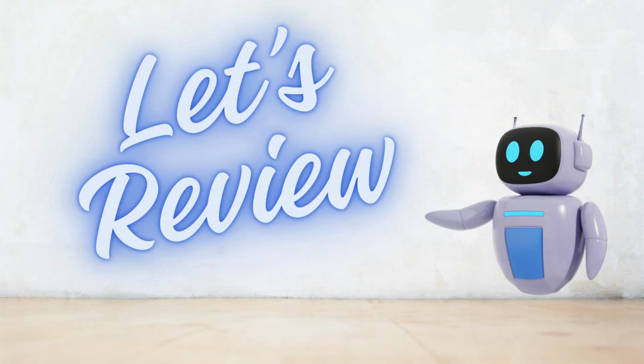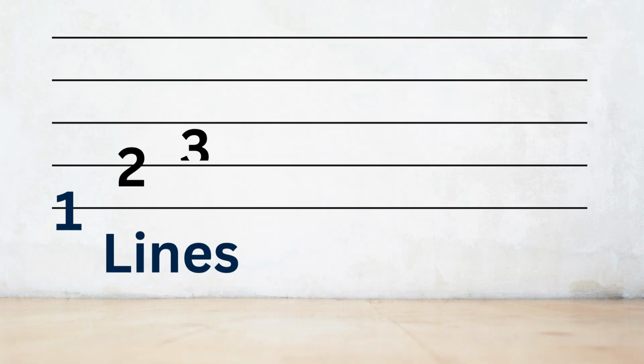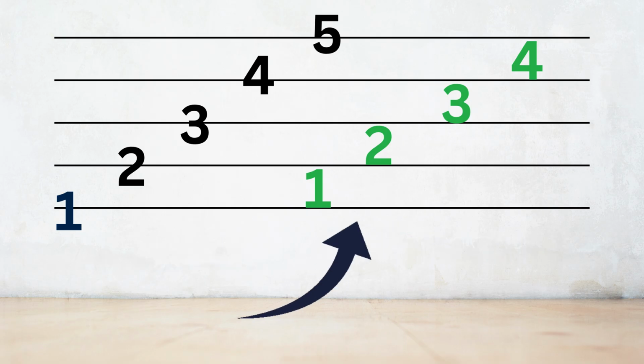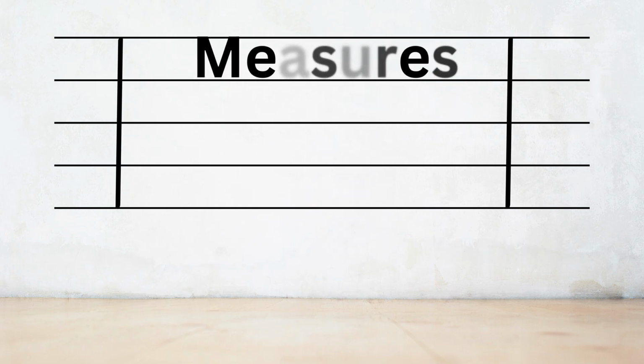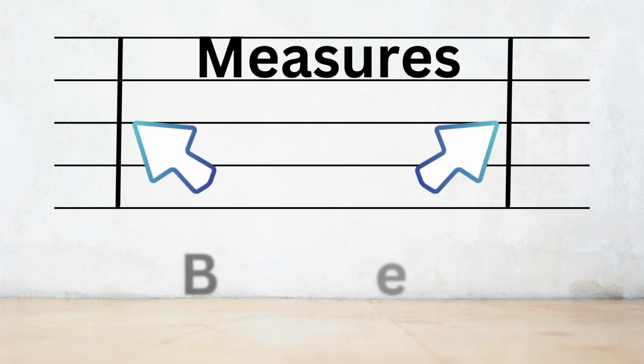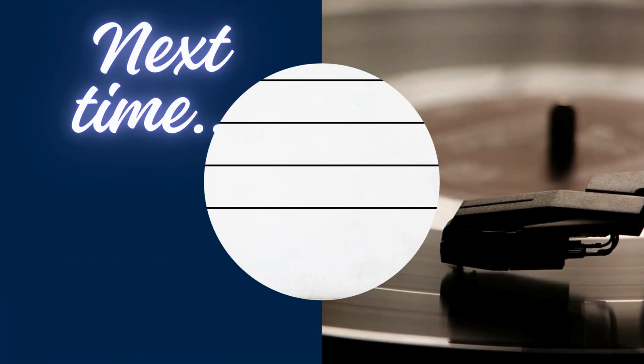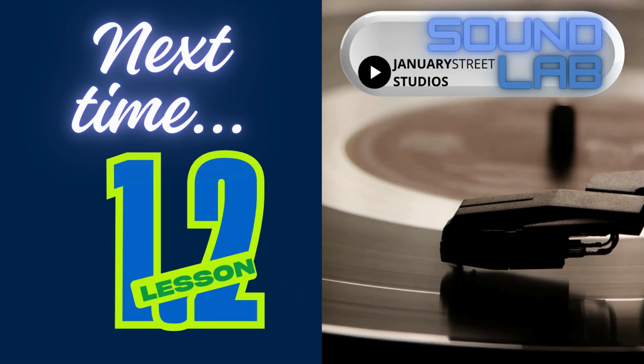Just to recap, the musical staff has 5 lines, 4 spaces. We count them from the bottom up, and the staff provides a place for every musical note. It's divided into measures by bar lines to help keep the music organized. Now that you know the basics of the musical staff, you're ready to start your journey into reading music.